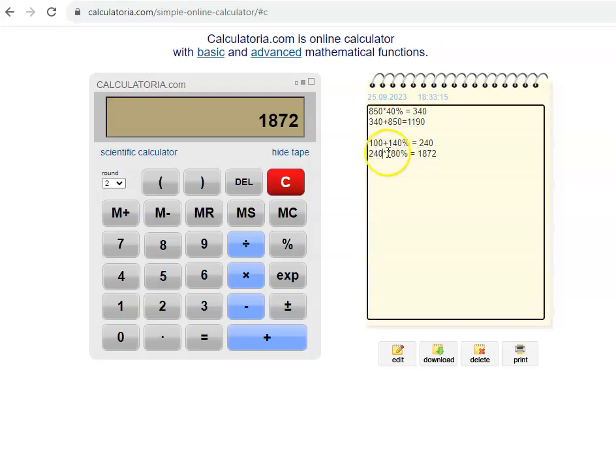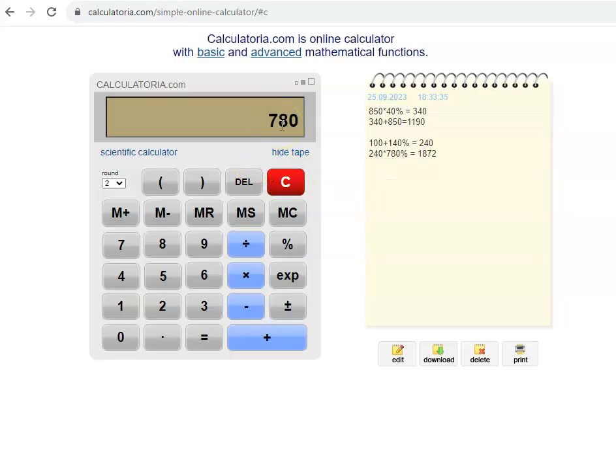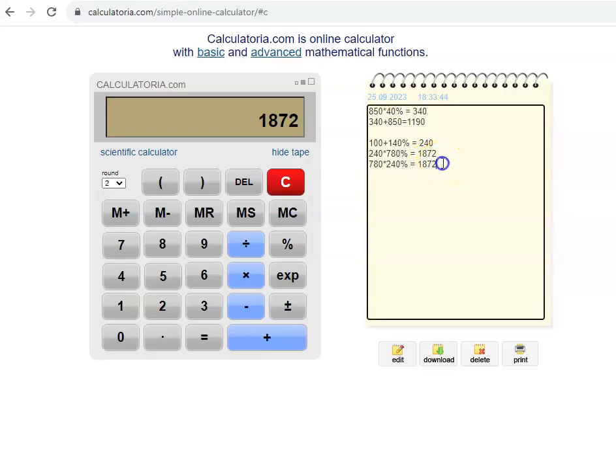Even though 240 was our percent, we still press the percent key at the end only because we had entered 240 first, and it won't allow us to convert that to a percent initially. But you could have also done 780 times 240%, and that too will give you 1,872. Either way works. I just like using this first option because all you have to do is type in times 780% rather than retyping it.